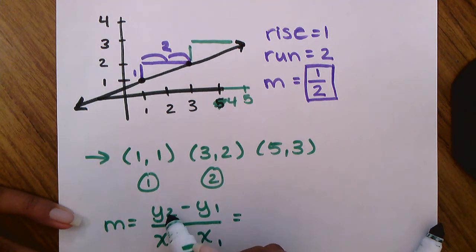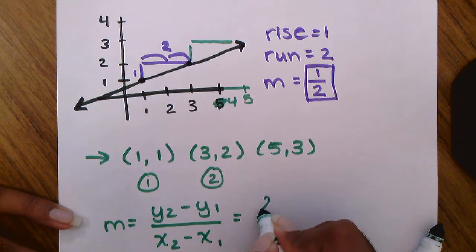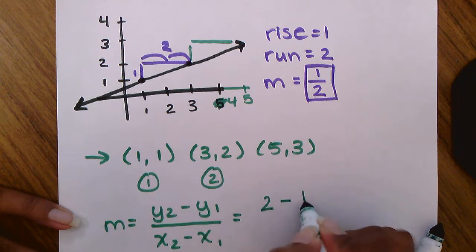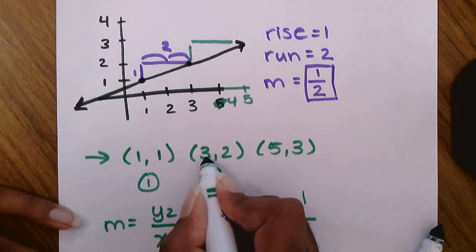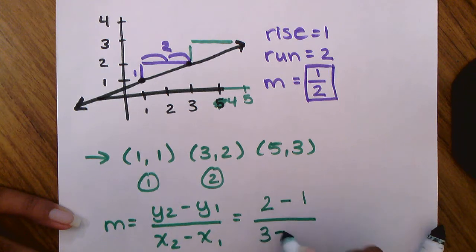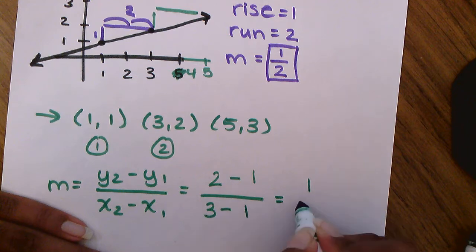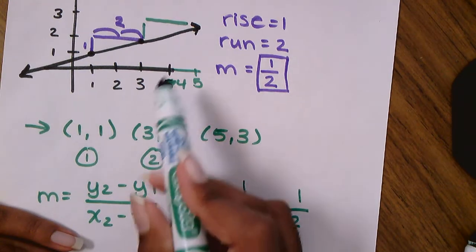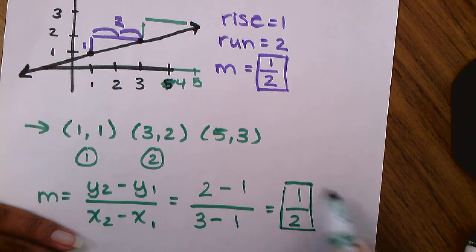Well, our y in our second ordered pair was 2, minus our y in our first ordered pair, which was 1, over our x in our second ordered pair, which was 3, minus our x in our first ordered pair, which was 1. 2 minus 1 is 1, 3 minus 1 is 2. We got the same answer that we did up here, right? Using the same points from the same graph that we had. Okay, so that's how you could use the equation.